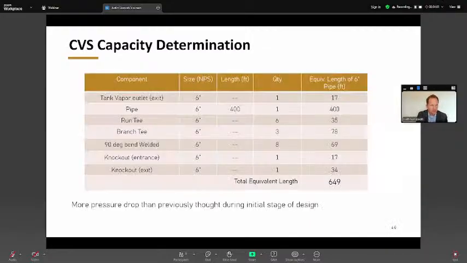Here are just some other examples of how much equivalent length we might have through different fittings. So you have the sharp exit from your outlet. You've got all your pipe. You add that all up, and you've got 640 feet, even though you actually only have 400 feet of actual pipe runs.